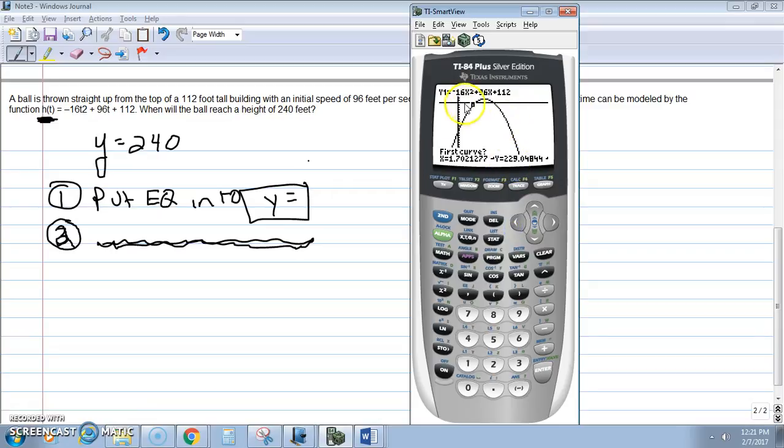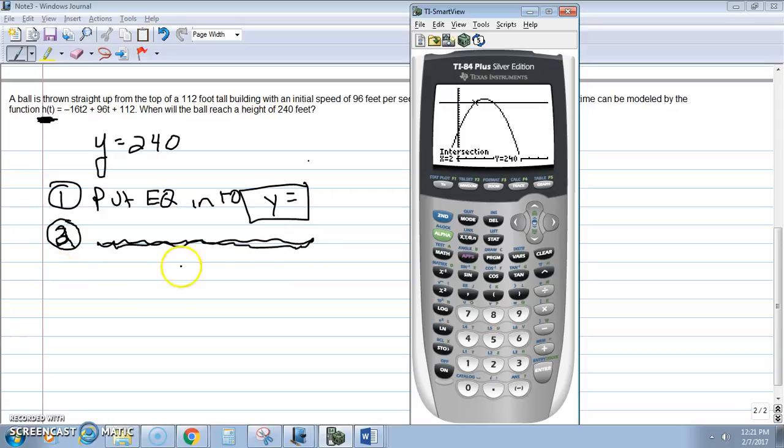So I need to get close to that point. It says, is this the first curve? And what it means by that is whatever's up here, y1 equals, okay? And I'm going to hit enter because, yes, that's my first curve. Is y equals 240 my second curve? I'm going to hit yes. Do I want it to guess? Yeah. Cool. So after 2 seconds, it's at 240.